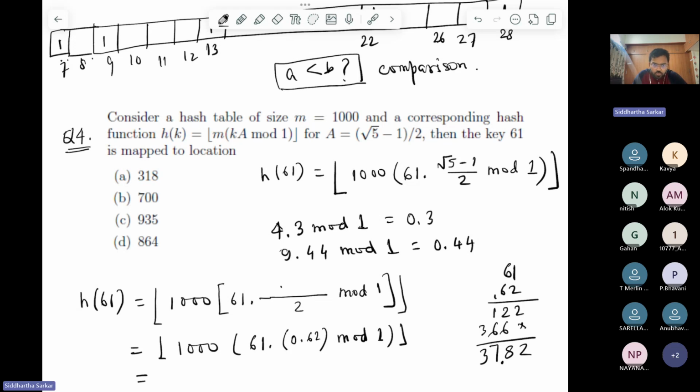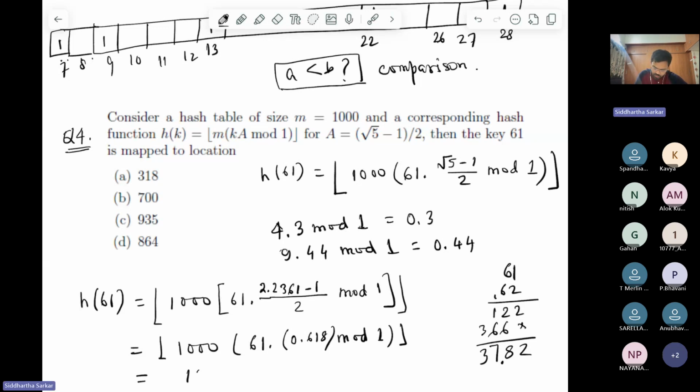So we'll take 2.2361 minus 1. So now whatever we have, we divide that by 2. So I'll get 0.618. So here I will get 0.618. This I'm going to multiply with 61. So now I'll get 37.700.